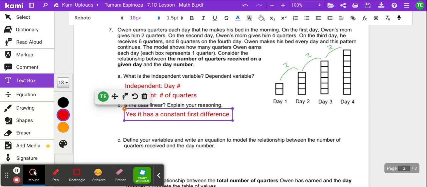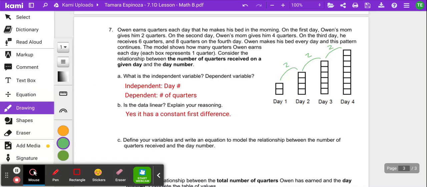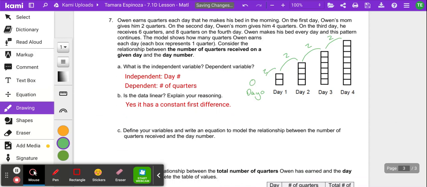Define your variables and write an equation to model the relationship between the number of quarters received and the day number. Okay, so I know that I have to go find day 0, even though it doesn't really exist. He's not going to get money on day 0, but this would show that he would get 0 money on day 0. So I know that the y-intercept is 0, which makes it pretty easy.